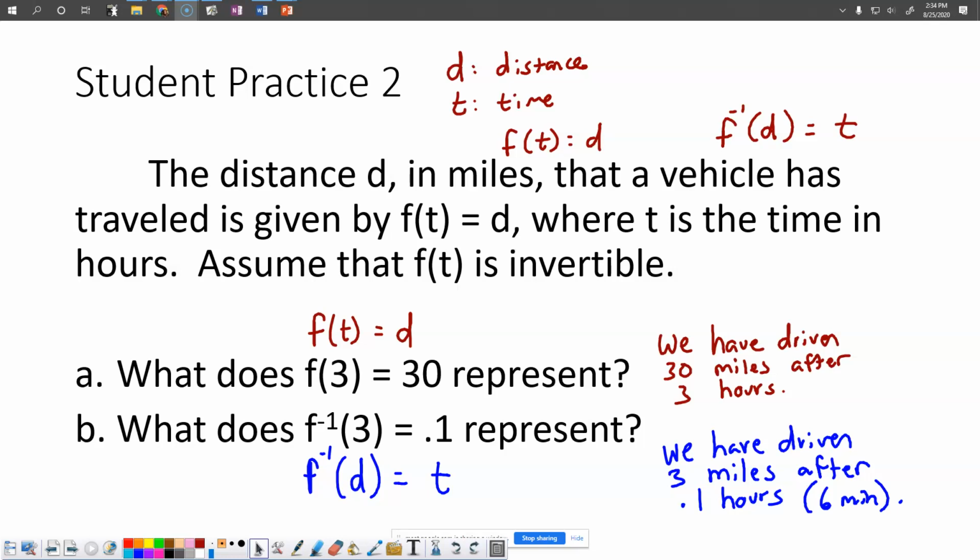So this means we've driven 3 miles after 0.1 hours, which you could convert into minutes. Just multiply 0.1 times 60, and you'll get 6 minutes. So we went 3 miles in 6 minutes. And there you have it.